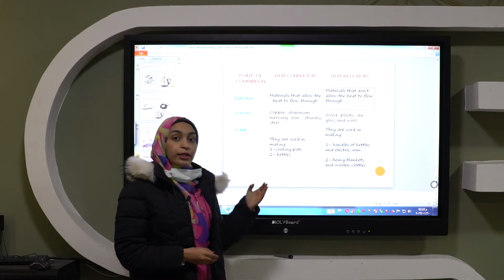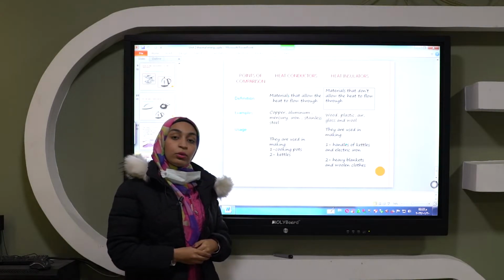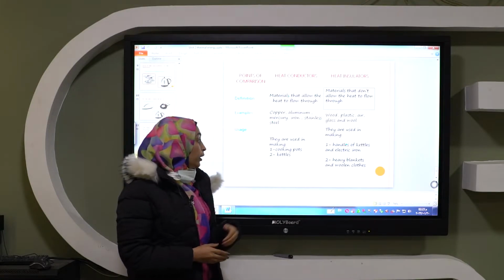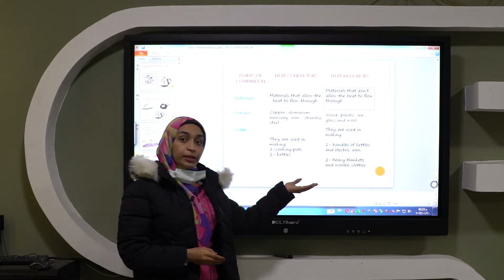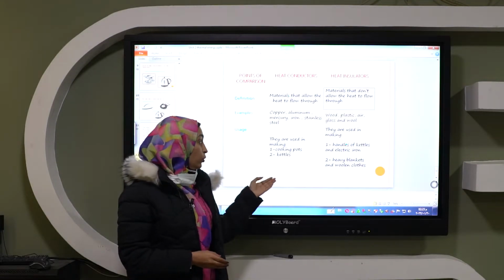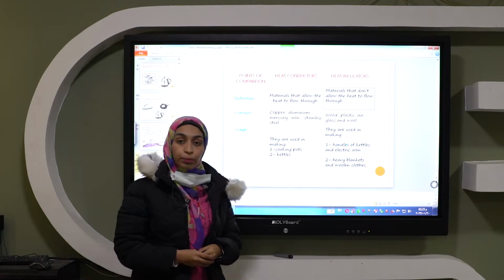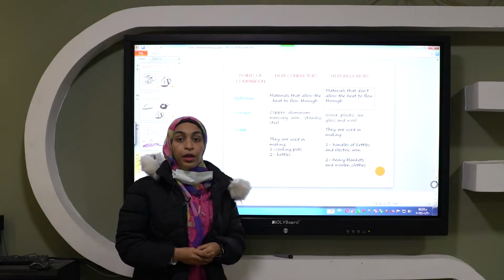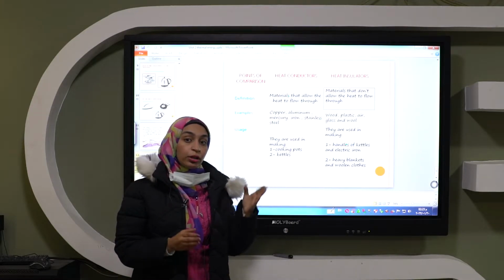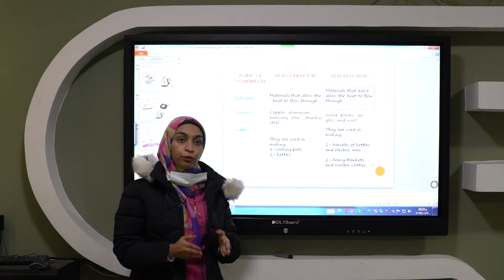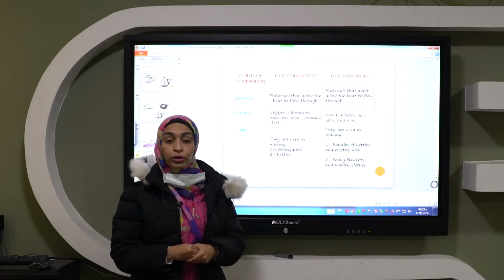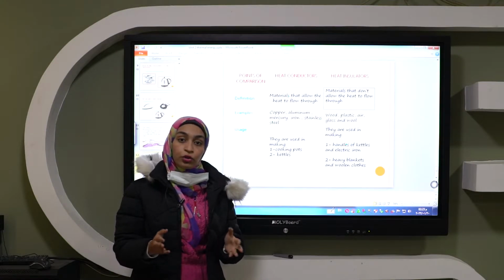The usage: we can use the heat insulators in making insulating glass windows, heavy blankets, and woolen clothes to keep our bodies warm, while the heat conductors we can use in making cooking pots and kettles. And don't forget leaving spaces between railway bars. Why? To avoid train accidents. While glass is used in making windows to prevent the leakage of heat.